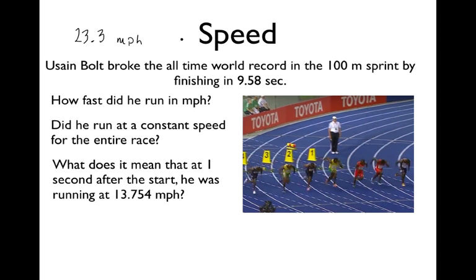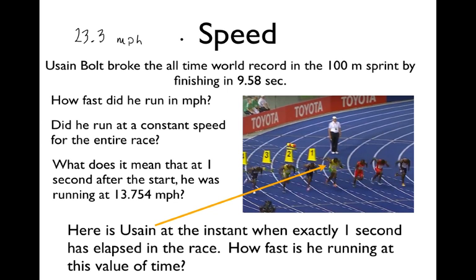Okay? Actually, like we said, he ran lots of different speeds. Here, this says that 1 second after the start, he was running at 13.754 miles per hour. What does that mean? That at 1 second after the start, he was running at 13.754 miles per hour. See, that's another single number, so it can only mean like a constant speed.